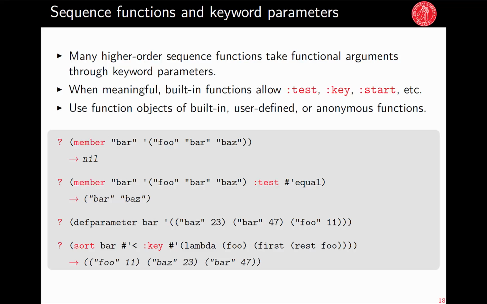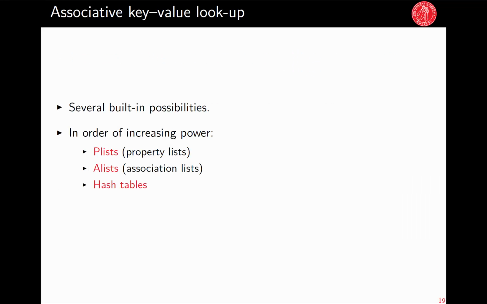The remaining slides here, I think I'll leave for you to study on your own. I'll just mention that there are several built-in data structures for key-value lookup, so associative data structures, where you have a key that's associated with some value. At least three, namely property lists and association lists, which are both built on lists. And then there are hash tables.